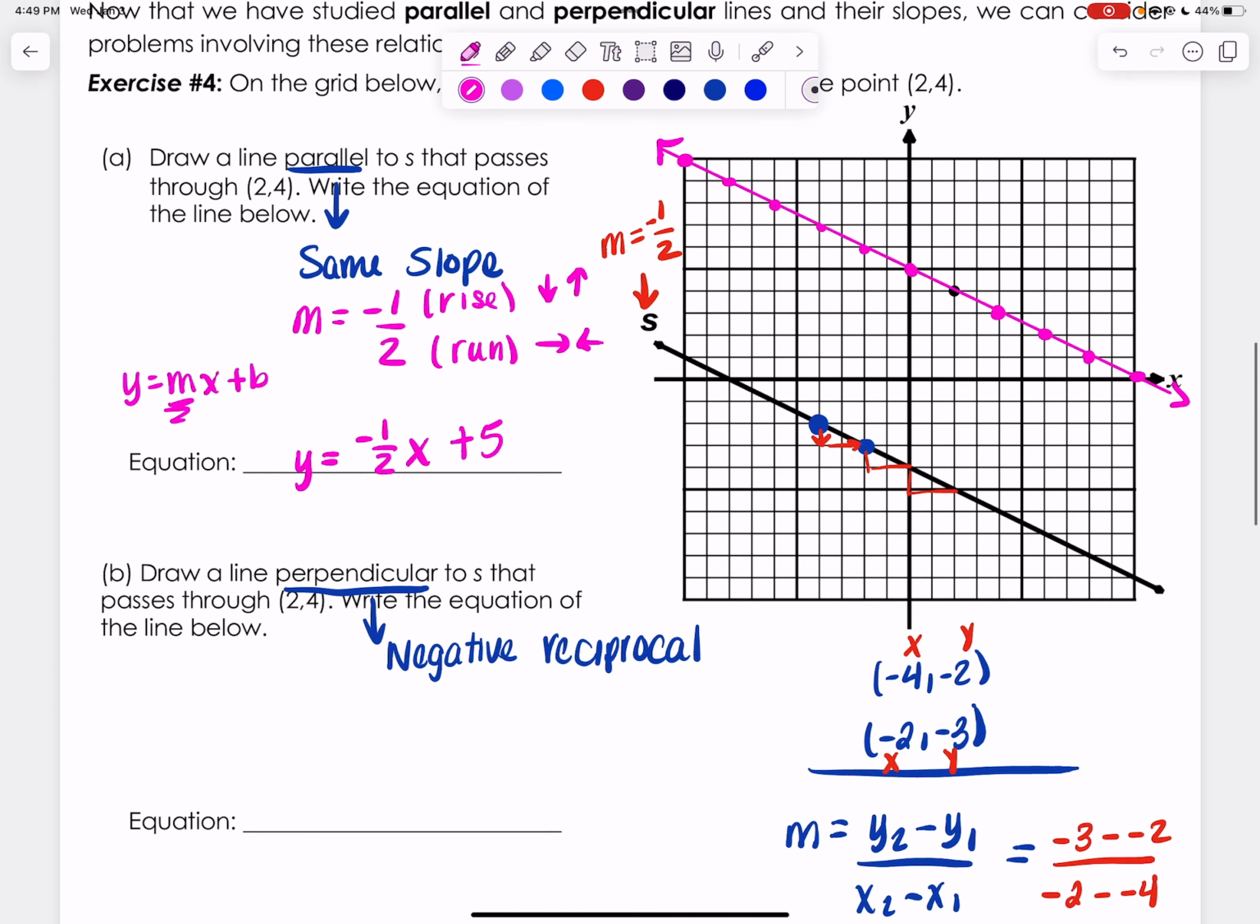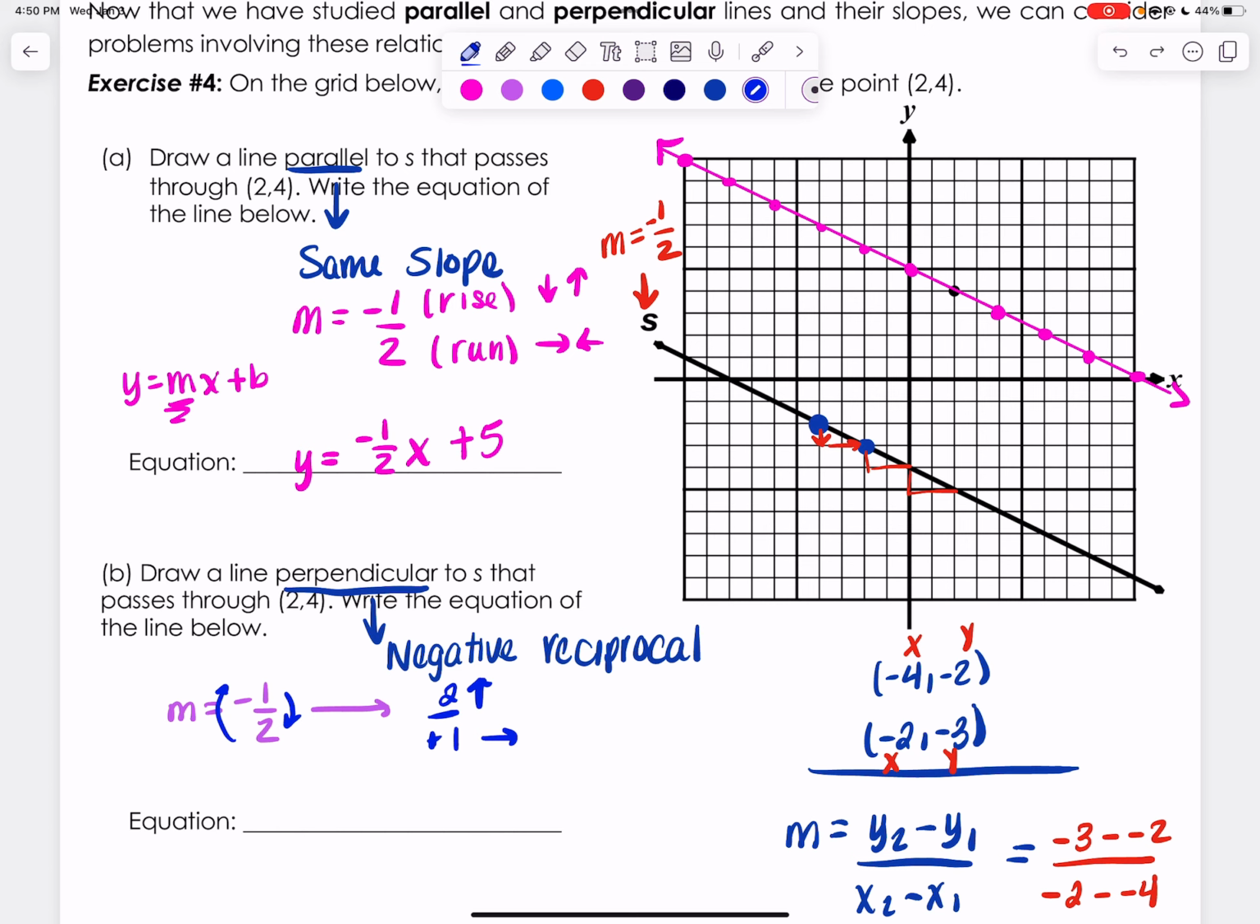Now, for part B, it says draw a perpendicular line to S that passes through the point (2, 4), and to also write the equation of that line below. So we know that a perpendicular line is going to have a negative reciprocal slope. If our slope was originally negative 1/2, then our perpendicular slope is going to be a flip. So 2 over negative 1. But remember, if you start out negative, you're going to end positive. So this is really just 2 over 1. So that means I'm going to be going up 2, right 1, from that point (2, 4).